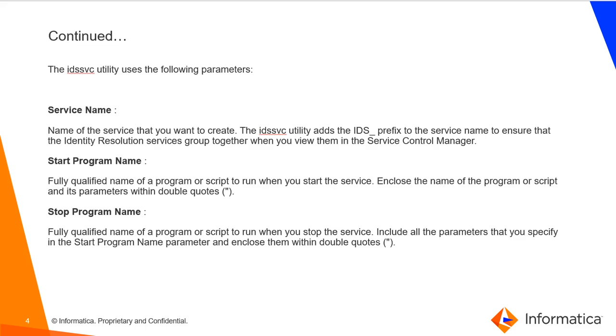In this, you need to provide the service name, start program name, and stop program name. The service name will be the name that you want to create, which will be prefixed by IDS. The start program name will be IDS up, which will bring up the IIR services. And if you want to stop the services as a Windows service, you need to give the stop command as well, which is IDS down, which will bring down all the IIR connection servers.